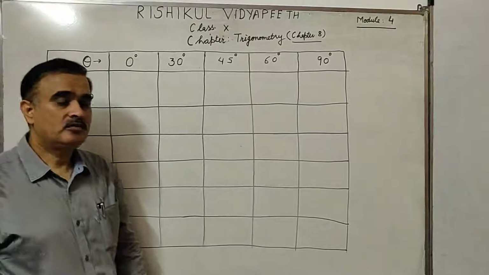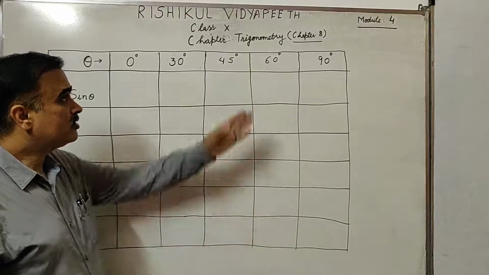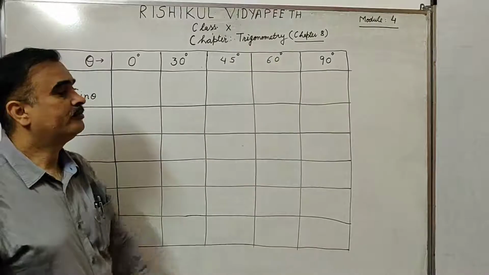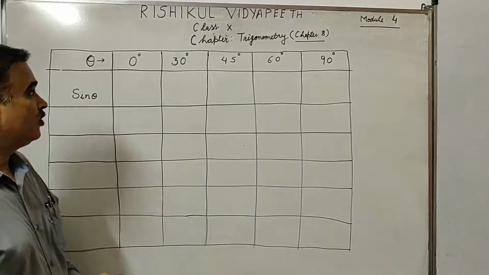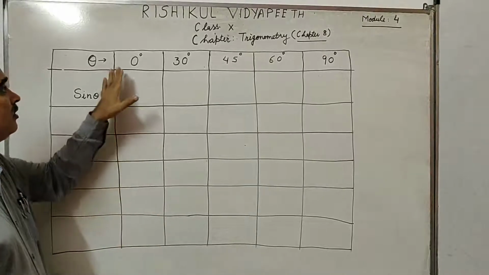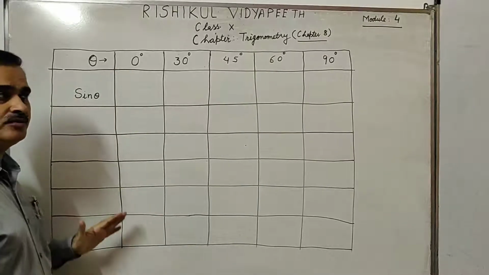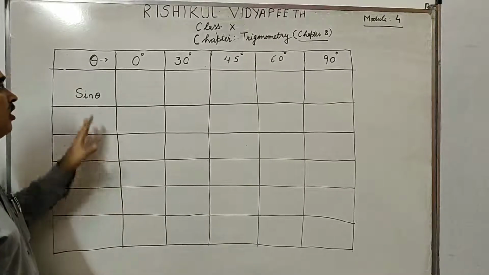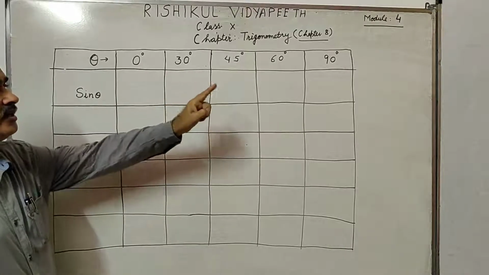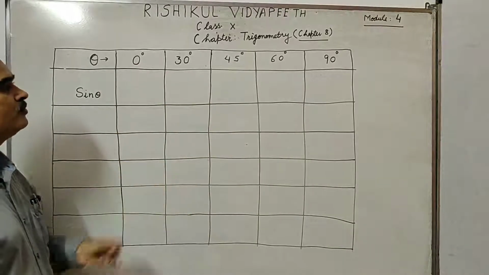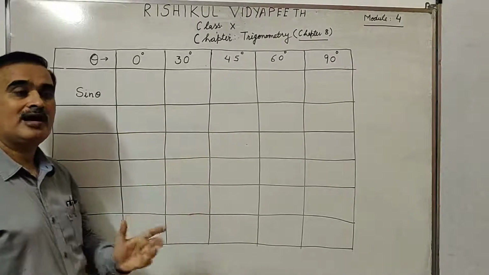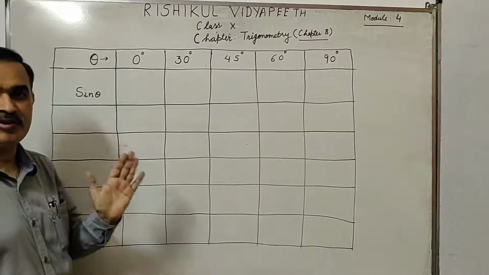Good morning, students. Today we are going to discuss 10th class mathematics chapter trigonometry module 4. In this module you will be able to understand how to find the values of all 6 t ratios at the angles of 0 degree, 30 degree, 45, 60 degree and 90 degree. It is very useful in your exercise 8.2 and application of trigonometry in chapter 9.